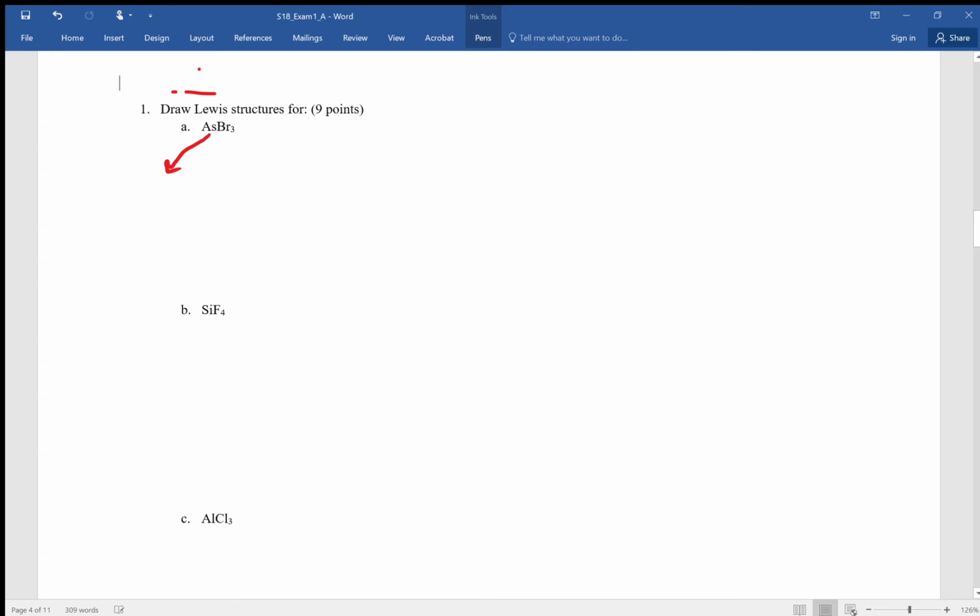Arsenic, which we find below nitrogen on the periodic table, has 5 valence electrons, and bromine, which is one of the halogens, has 7 valence electrons. Since there are 3 of them, we can multiply that by 3, and we get a total of 26 valence electrons.